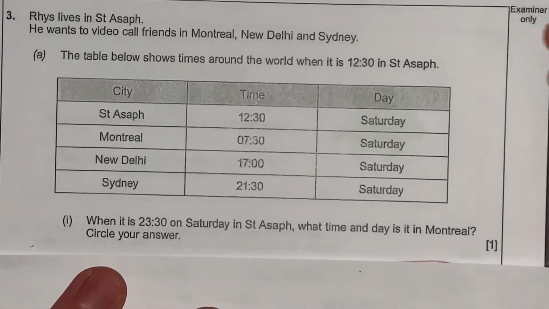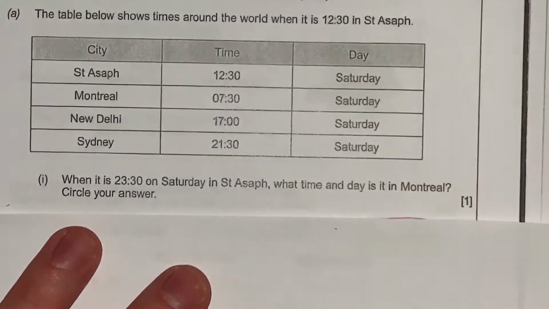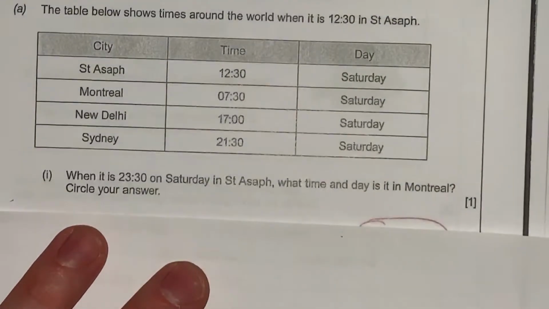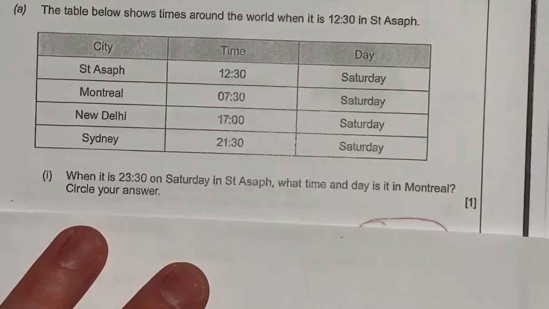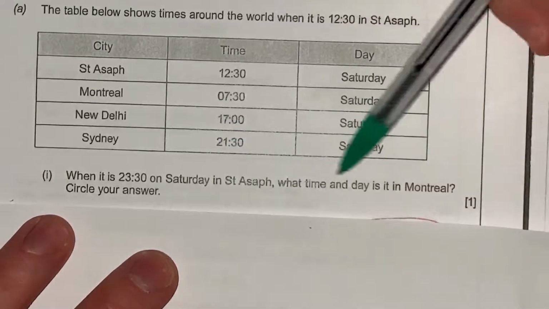Right then, time zones. Be really careful with time zones, because time, remember, is out of 60 if it's minutes or seconds, and if it's hours in a day, we know it's 24. When it is 23:30 on Saturday in St. Asper, what time of day is it in Montreal?